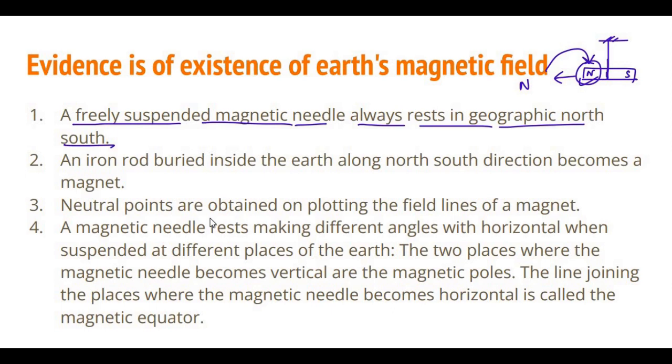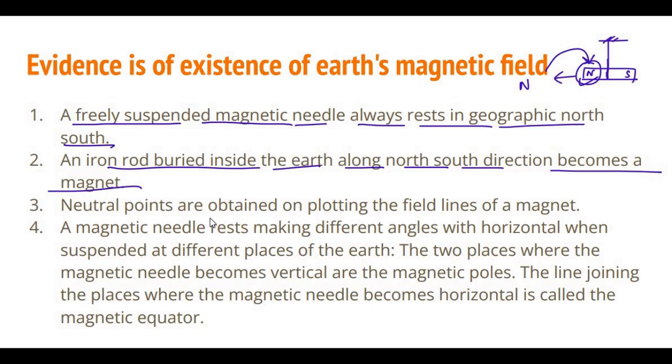This is the first evidence. Second, an iron rod buried inside the Earth along north-south direction becomes a magnet. If you take an iron rod and bury it deep inside the Earth, and keep that iron rod facing in north-south direction, geographic north-south direction, after a few days when you take out that iron rod, you will find that the iron rod has become a magnet. It has gained magnetic properties.